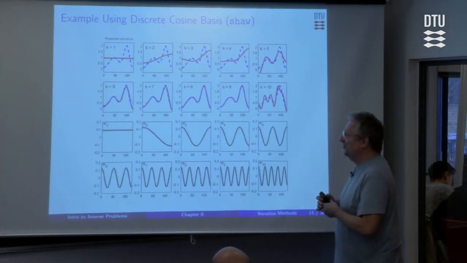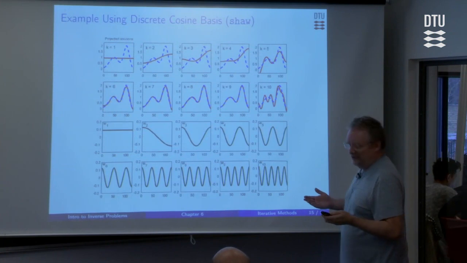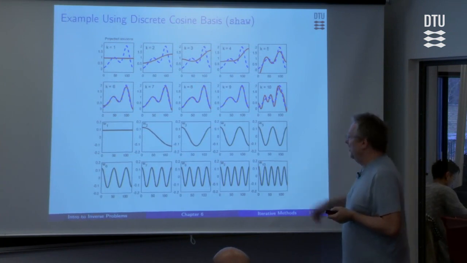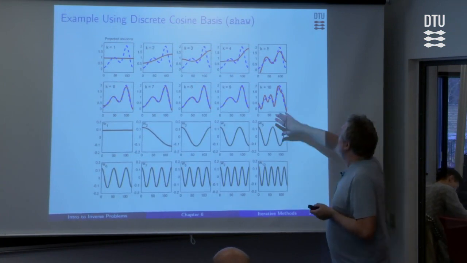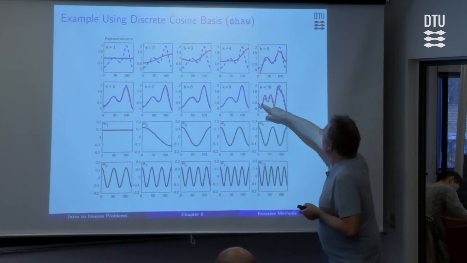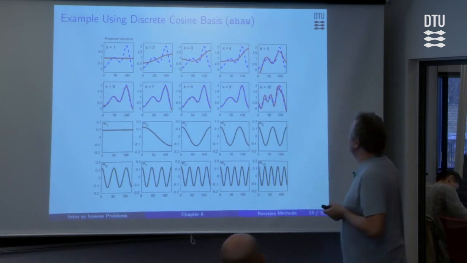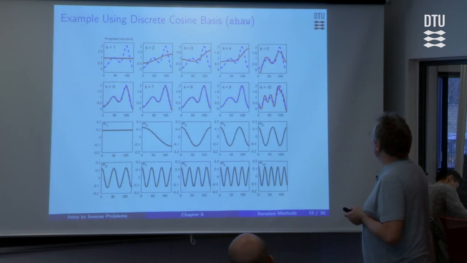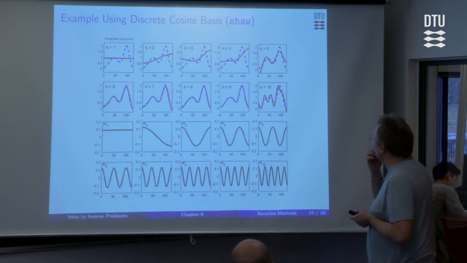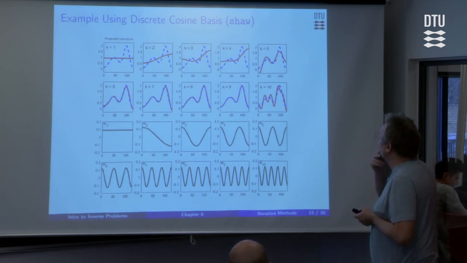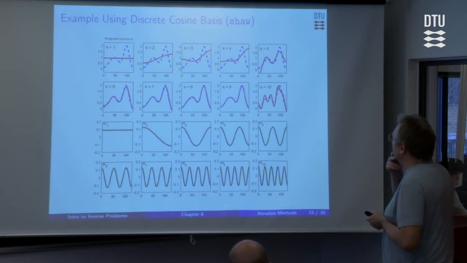This would be like a truncated SVD. Suddenly I have too many SVD components here. I have too many cosine components. And you see the noise is coming in. The red curve here for k equal to 10 has large oscillations. They are coming from the inverted noise. So probably k equal to 9 is just the right parameter right there. Cool.